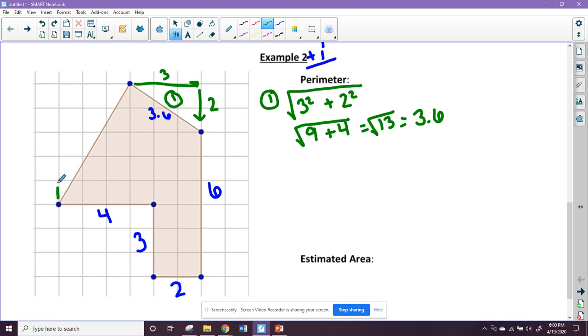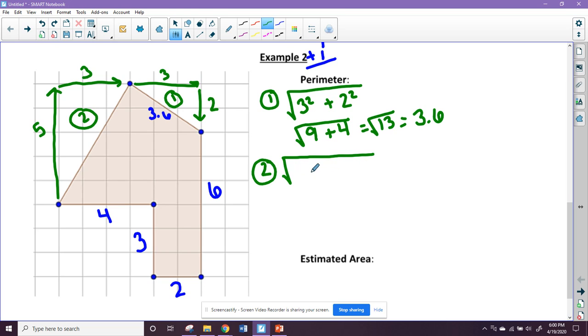Now let's find this side length, and do it the same way. How far up and how far over. So this is 3 and this is 5. Same process. So we find the square root of 3 squared plus 5 squared. So 3 squared is 9 plus 5 squared is 25. So we're finding that square root.